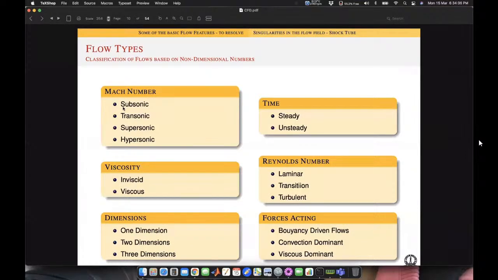You can have unsteady transonic inviscid flows, unsteady viscous hypersonic flows, or turbulent viscous hypersonic unsteady flows. A combination of all these parameters gives so many flow fields. There are huge categories of flow fields, and we would like to understand the ways in which I can simulate all these kinds of flow fields on a computer. That's the whole point of what CFD does.